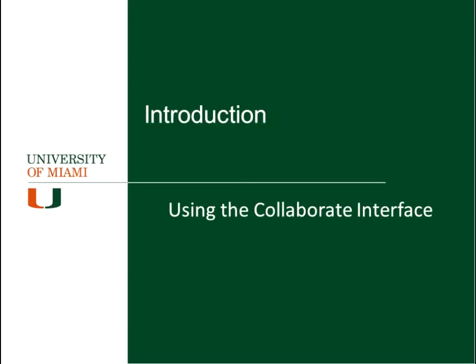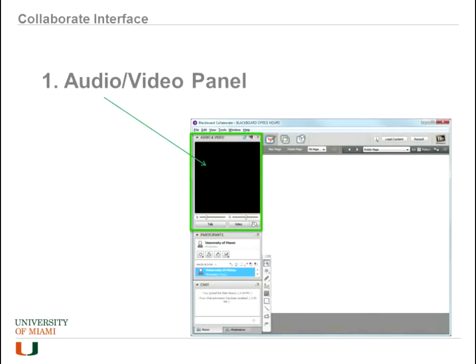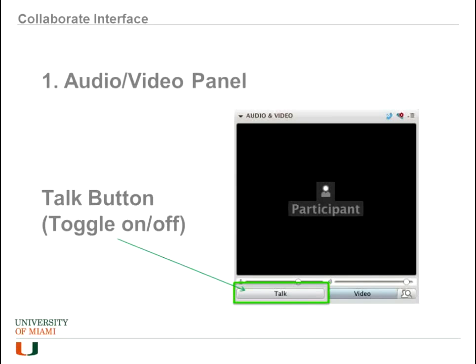Gladly. Just going to go through the Collaborate interface here really quick. Got four main components here. We've got the audio-video panel, the participants panel, the chat panel, and the content area. First, with the audio-video panel, we have a couple of toggle buttons. The talk toggle, which you click once, then you can start talking if you've got your mic set up, and the video toggle, which allows you to show us your face. Here is a preview that you can click to make sure your camera is pointed in the correct direction first.